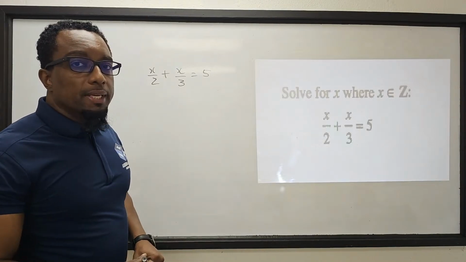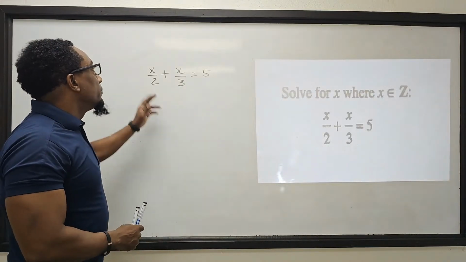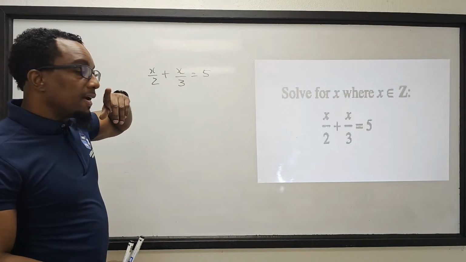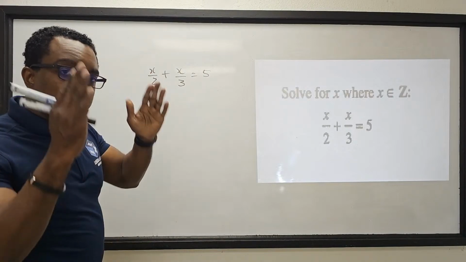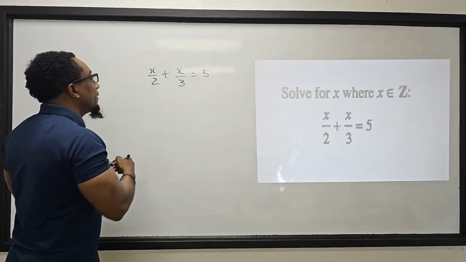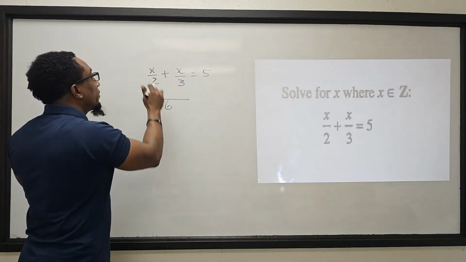So one approach, when you have an equation involving fractions, is we can simplify what we have on the left. We learned how to simplify expressions involving fractions. So let's simplify what we have on the left. So this will be, find the LCM, 6. 2 divided into 6 is 3.